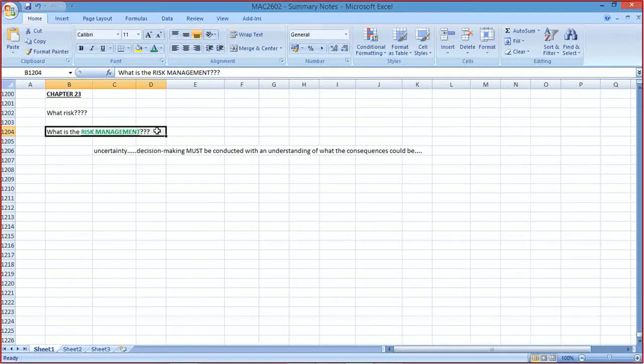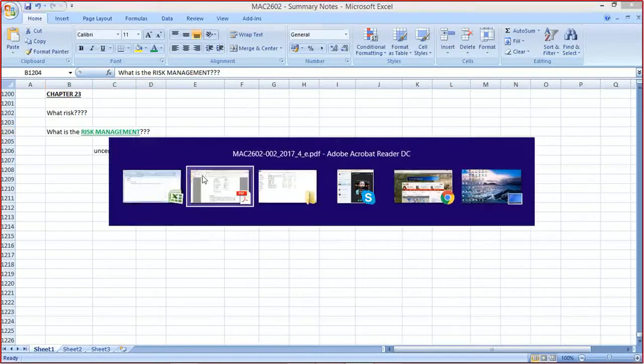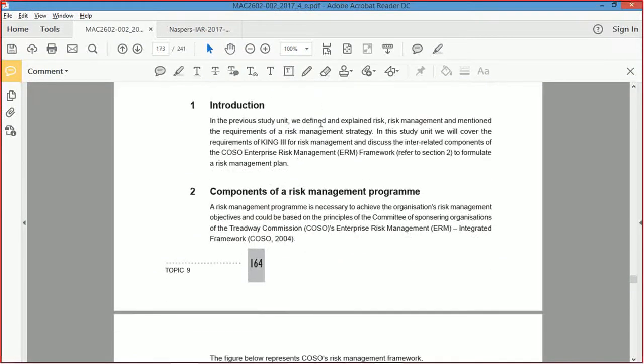So even in the study unit, you'll see they break it up into those different sections. They first talk about the components, then they talk about the approaches. So how do we actually approach risk management if we know who's responsible for it and we know what the components are? The components would be, well, what is required in order to manage risk? How do we implement good risk management?